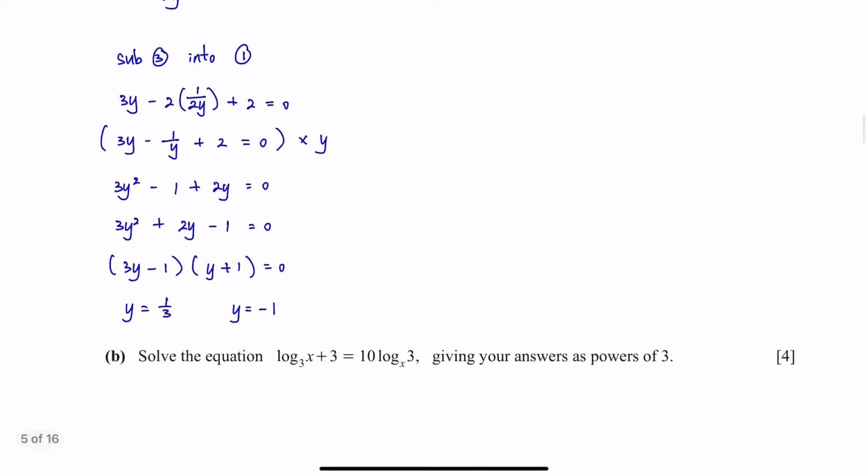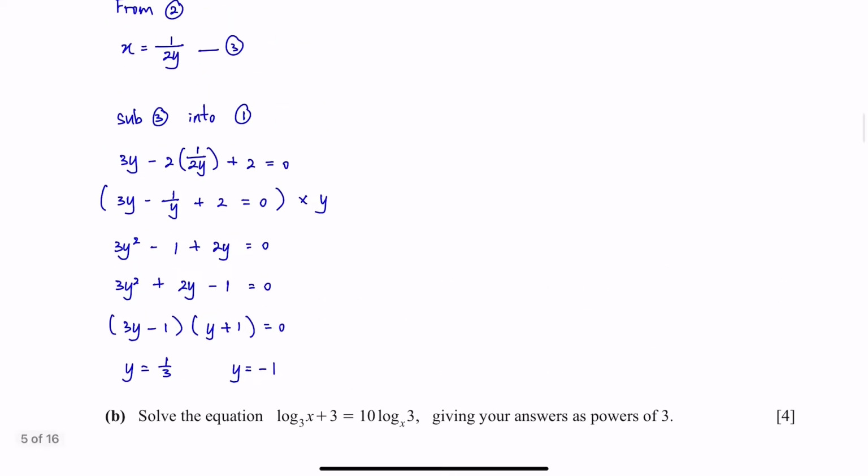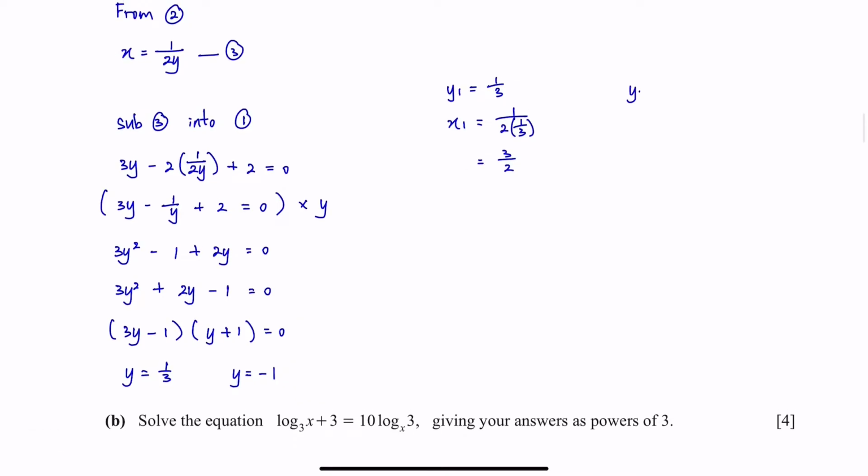So now we find the x value. So y1 is 1/3 and x1 would be 1 over 2 times 1/3. So we can get 3/2. So this is the first set of solution. So y2 is negative 1 and x2 would be 1 over 2 times negative 1. So we have negative 1/2, and this is the second set of solution.